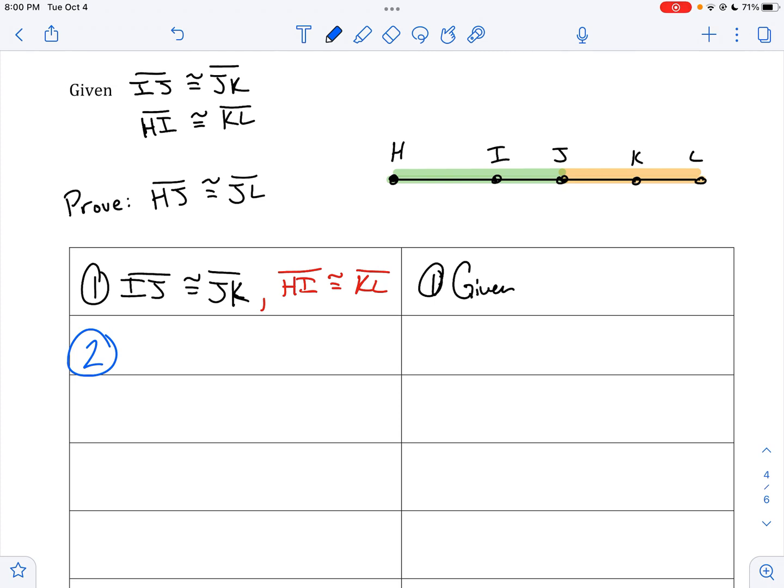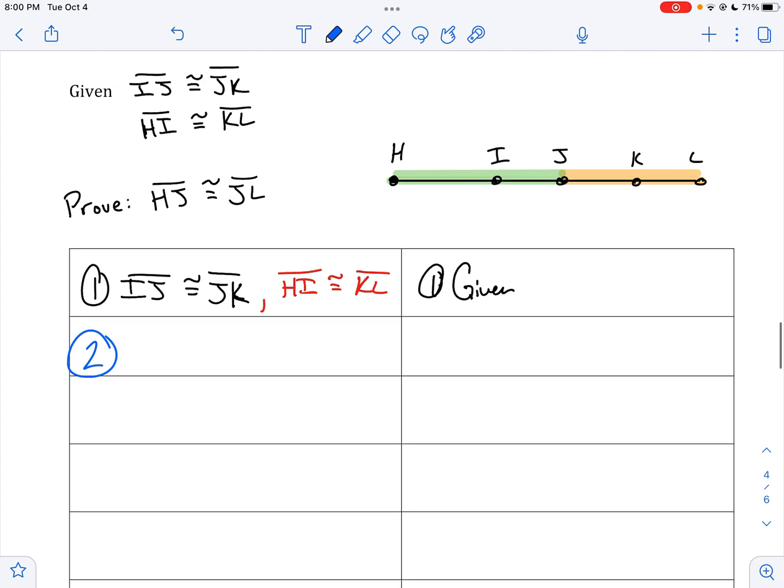And since I have a segment or a series of segments that are connected, I'm going to try my hand at the segment addition postulate. But what segments should I write an equation for? Well, to know that, let me take a look at my prove statement. What segments do I really want in my equations? I want HJ and JL.